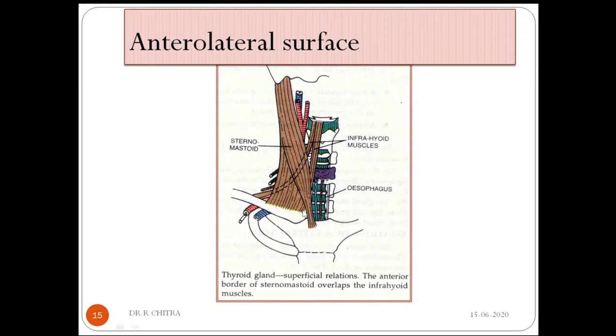So that's what I was explaining. If you want to operate in this region, you have to retract the muscle one by one. First is the sternomastoid, then you will come to see the sternohyoid and superior belly of omohyoid. The next muscle will be the sternothyroid. So these are the relations of the anterolateral surface.